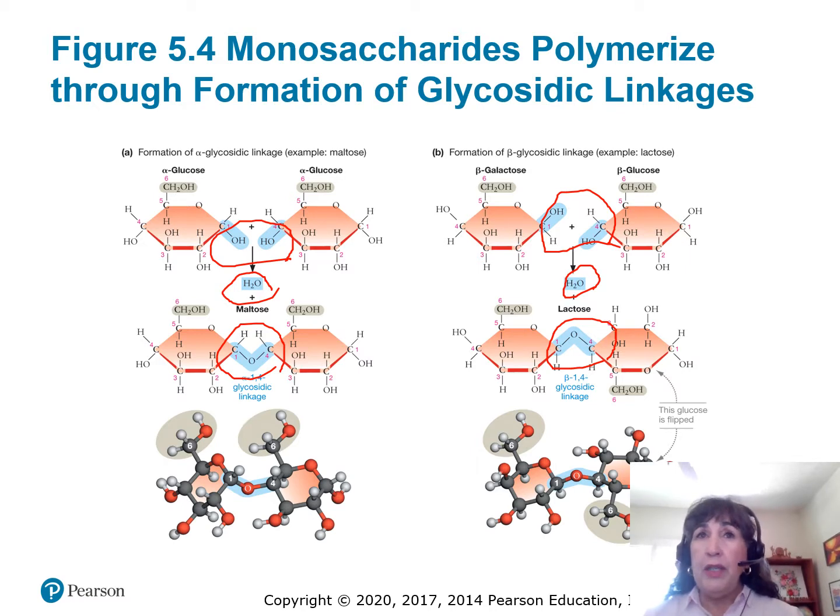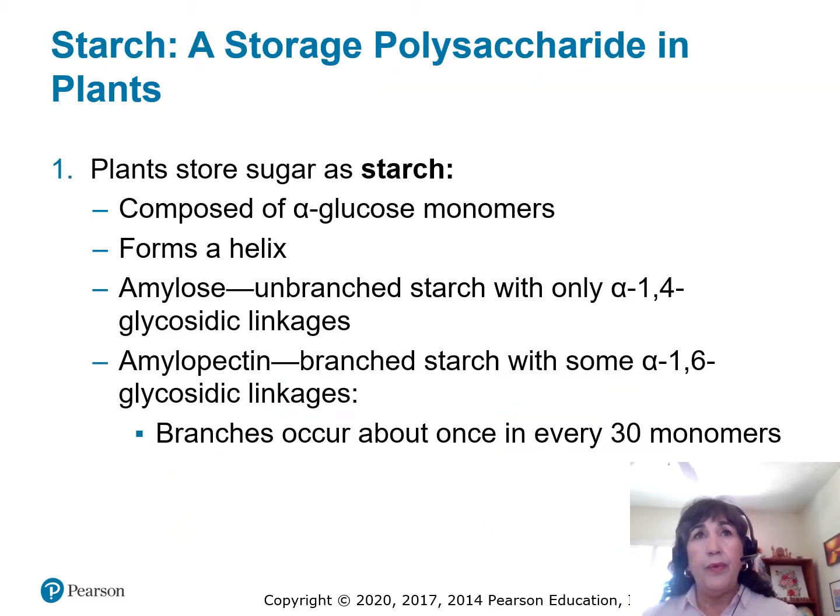And unfortunately, you do need to know the two. An alpha 1,4 glycosidic linkage is very easy to break. On the other hand, a beta 1,4 glycosidic linkage is very strong and very difficult to break. Okay, so let's take a look at some different types of carbohydrates or polysaccharides.